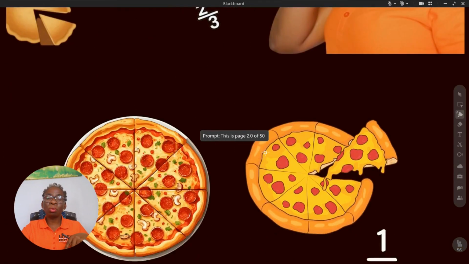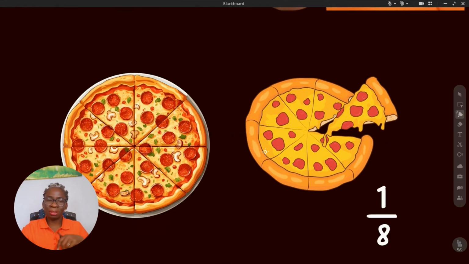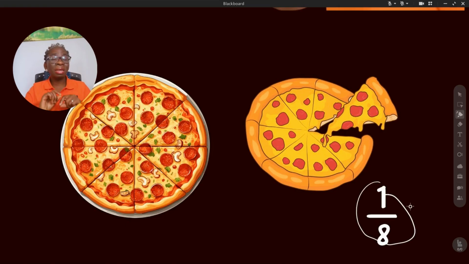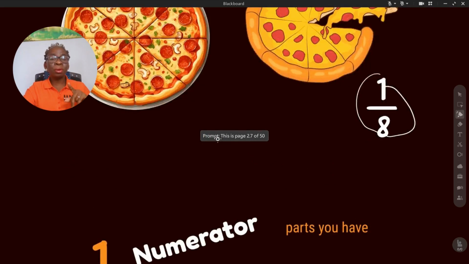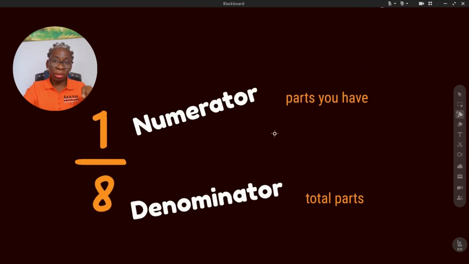Let's imagine we have this delicious pizza cut into eight. If I take one slice out of the eight slices, that means I have taken one out of eight, and it can be written as 1 over 8. The top number tells us how many pieces we have, and the bottom number tells us the total number of pieces. The top number is called the numerator.